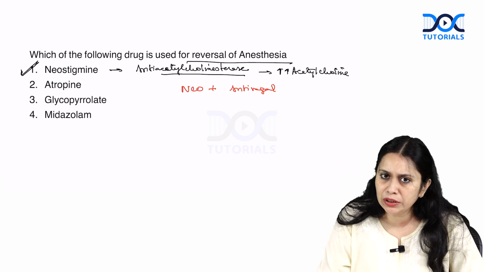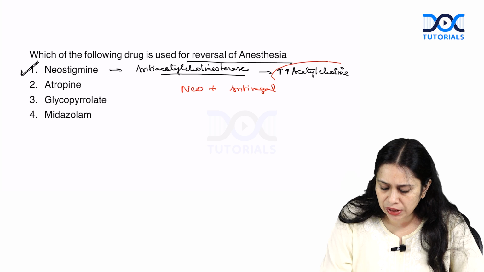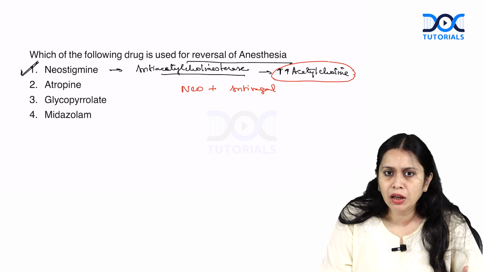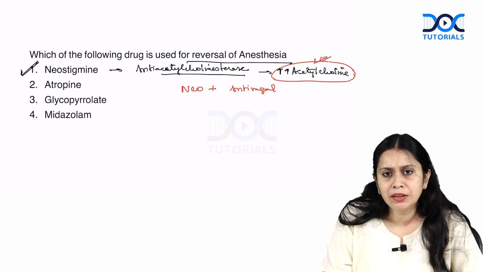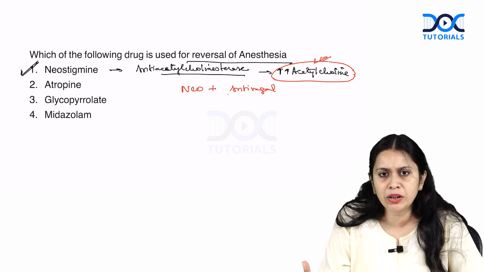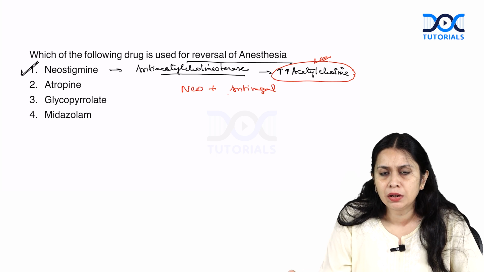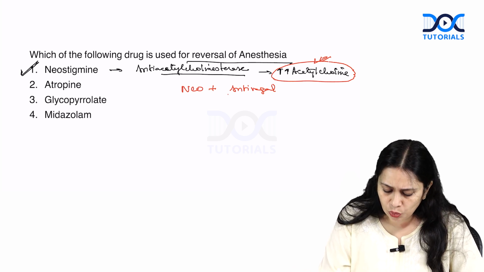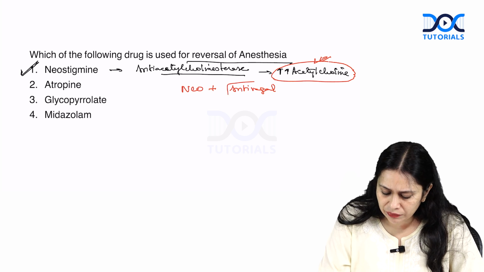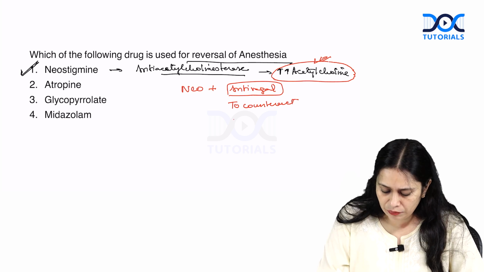So neostigmine when you give, it can increase the quantity of acetylcholine near the neuromuscular junction and also everywhere in the body. So wherever there are muscarinic receptors, if the quantity of acetylcholine increases, then what will happen? Like heart, we have muscarinic receptors, bradycardia. The secretions of the patient will increase. Bronchospasm can happen. So we give neostigmine with the antivagal agent to counteract the muscarinic side effect.